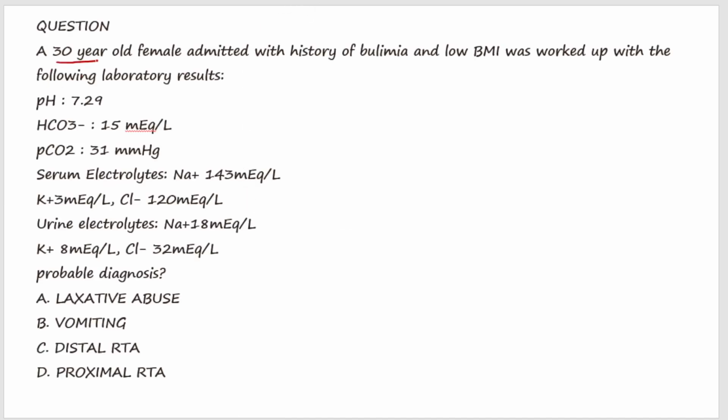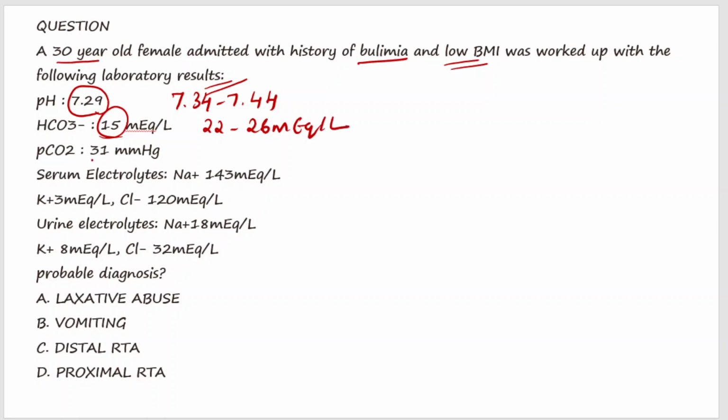A 30-year-old female admitted with a history of bulimia and low BMI was worked up, and she got the following lab results. The pH was 7.29. The normal blood pH is 7.34 to 7.44. The bicarbonate level was 50 milliequivalents per liter. The normal bicarbonate level would be 22 to 26 milliequivalents per liter. The PCO2 of this female was 31 millimeters of mercury. The normal would be about 34 to 44 millimeters of mercury.